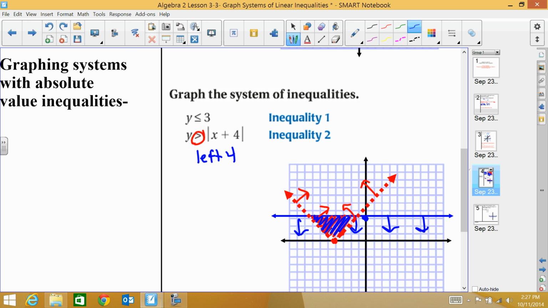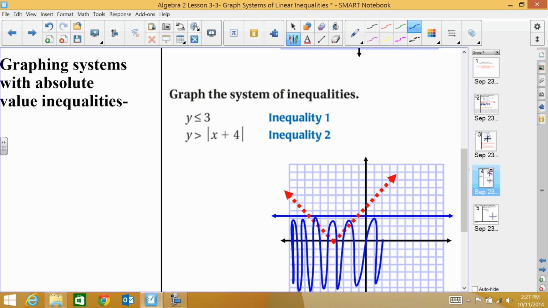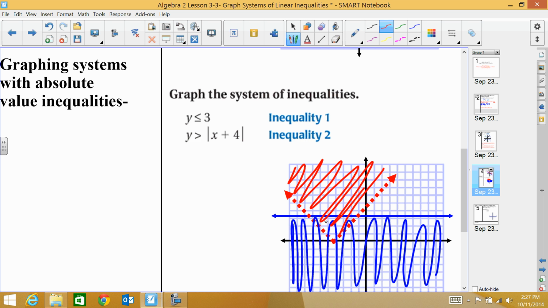So you can do it like that, or if you prefer to shade both colors the other way, remember for this one we shaded below, so it'd be like this. And for the other one I shaded above, so it'd be like this. So this little section right here is where the red and the blue would overlap. Okay?